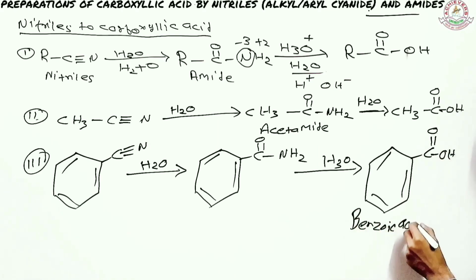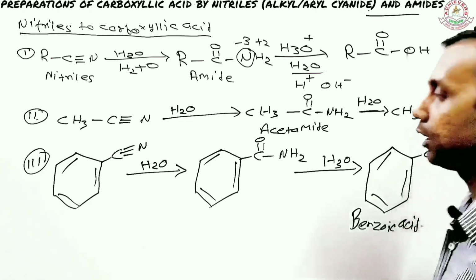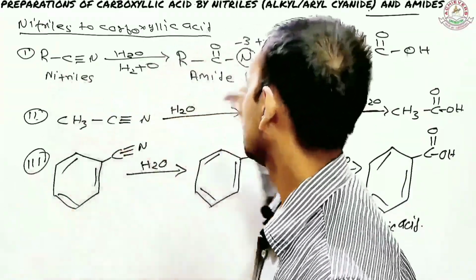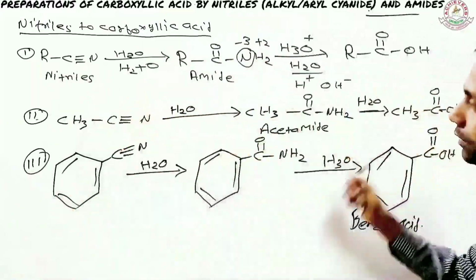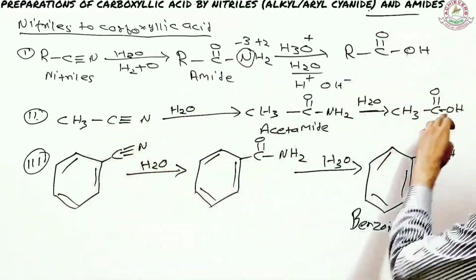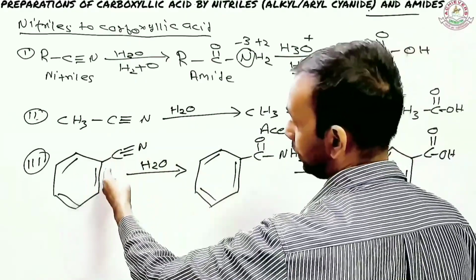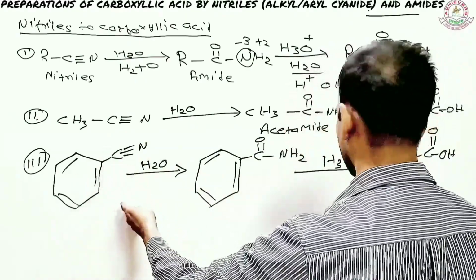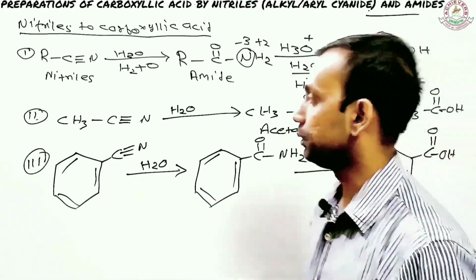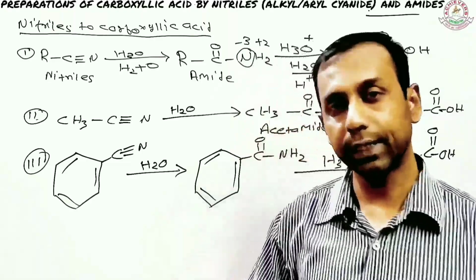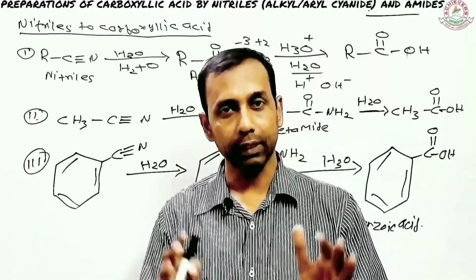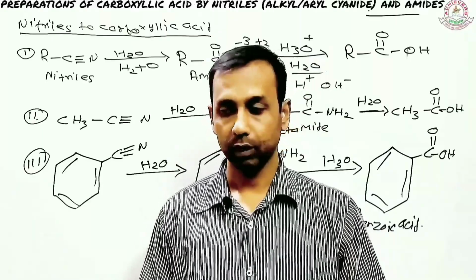Benzoic acid. So these reactions are not only about the preparation of carboxylic acid, they also represent the conversion from nitriles to carboxylic acid, from methyl cyanide to ethanoic acid, and finally here you have phenyl cyanide, or you can call it nitrile also. That nitrile converts into benzoic acid. So these are the common reactions I made you go through. Now the question has come, how does this reaction take place and what is the mechanism. That's very important, so just pay attention and try to get it in depth.